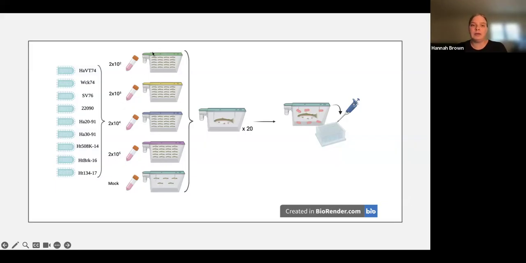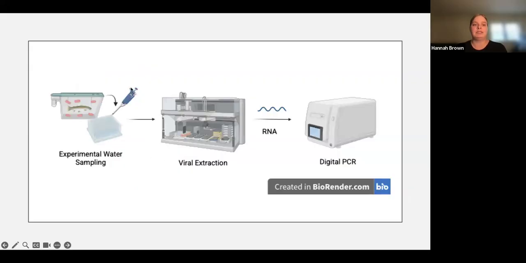We dosed 20 fish per tank. We left them in a bath immersion with the virus for an hour, flushed them for an hour, and then divided them up into 20 individual tanks. Then we held them static for 3 days. At the end of the 3rd day, we took a water sample to identify whether there is or is not shedding. We then took these water samples and extracted the RNA using the TCAM machine that Andrew mentioned before. Then we performed a 1-step reverse transcription digital PCR assay using the QIAcuity platform.